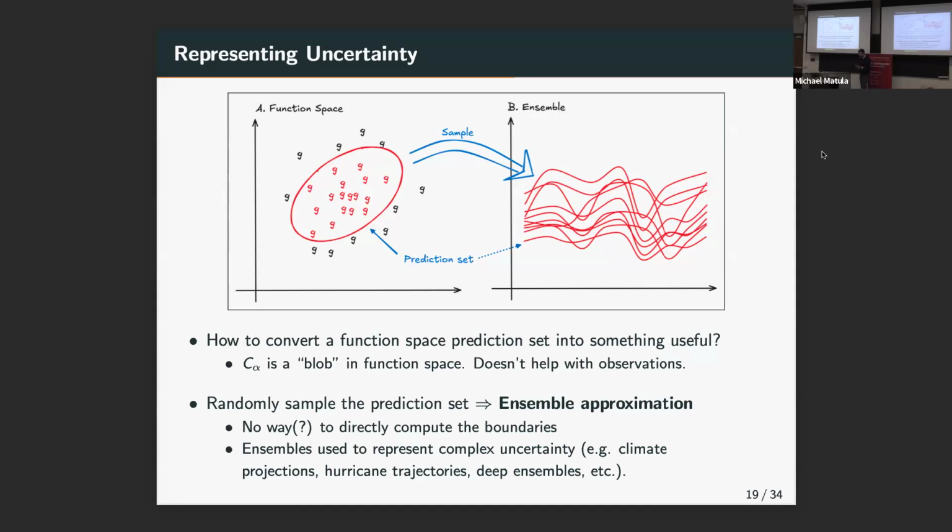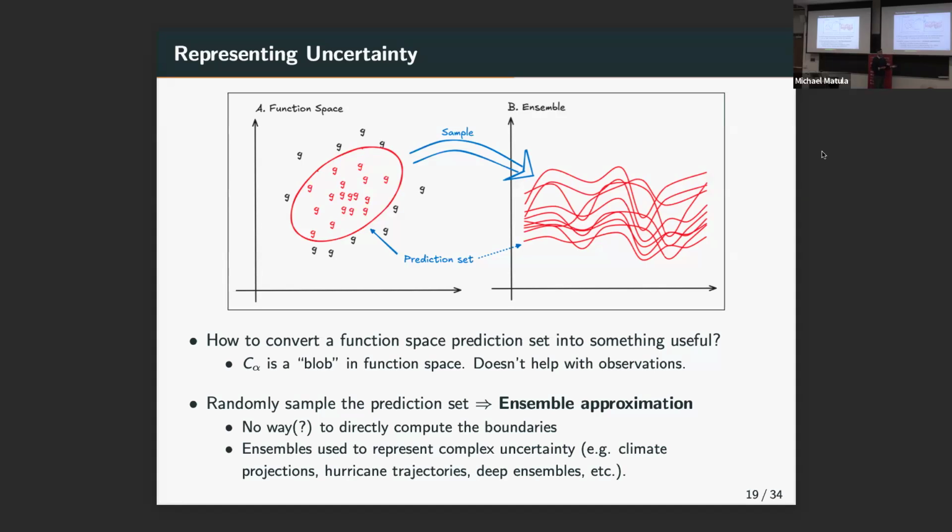Unfortunately, for the way we've constructed it here, there was not a way to directly compute what the boundaries of this set would be. There wasn't a way to have a well-defined point which says this is the upper and lower bound of this set. So we just resorted to an ensemble approximation. It's not my favorite thing to do because it requires extra sampling, but it is very easy to do. We just do a bunch of sampling, and if they're inside the prediction set, we keep them. If they're not inside the prediction set, we reject them.